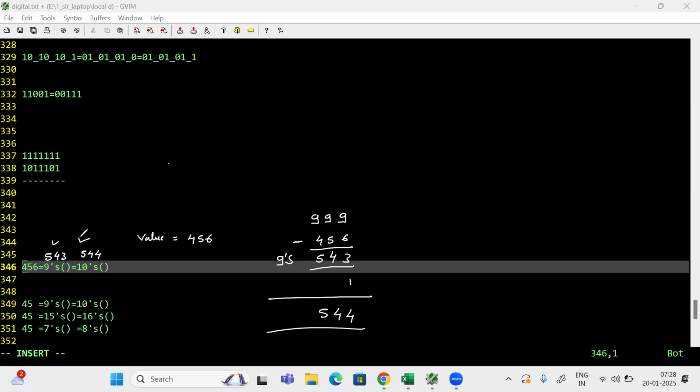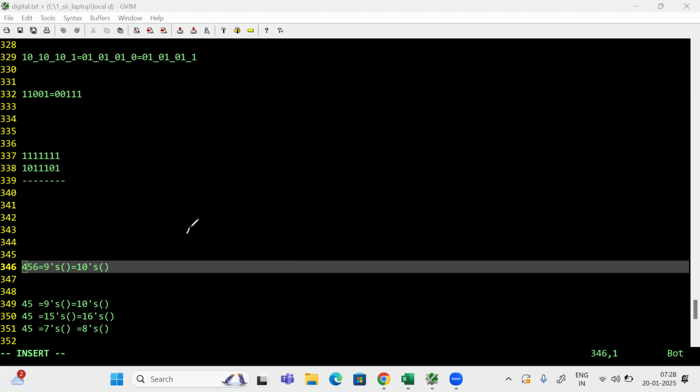Then hello. I need 45 is there. Value is what? 45. 9 and 10 complement. Tell me. 54 and is what? 54. Next. 55. The 11. 7 and 8 complement.